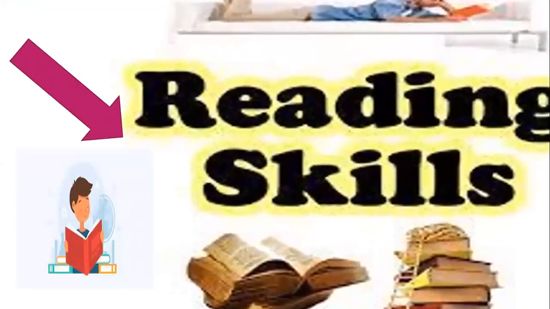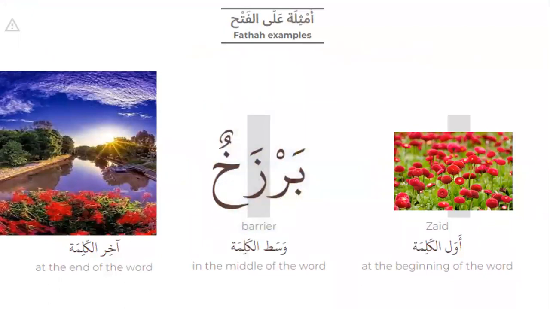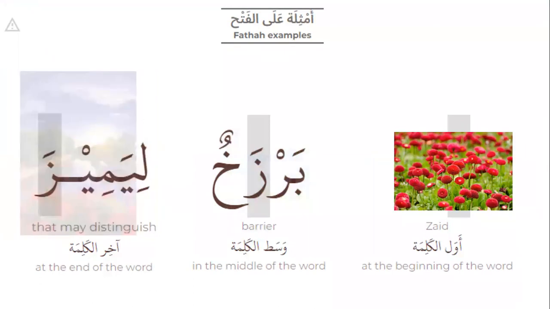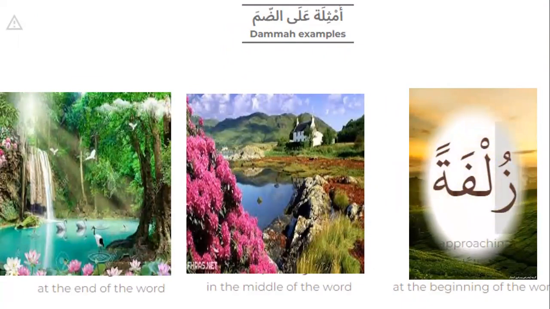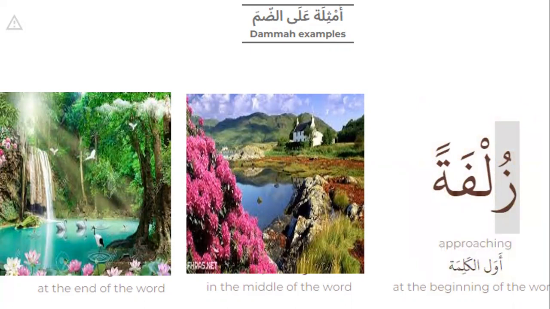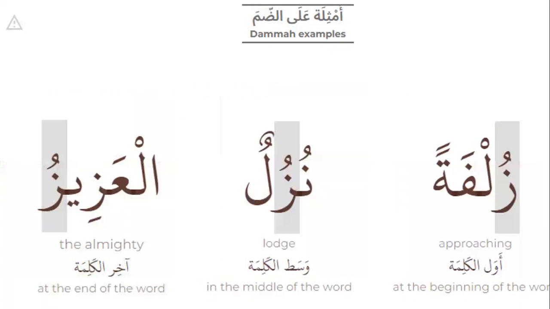Reading skills. Now we will practice reading words with letter Zai in different places. The beginning, okay. In the middle, barzakhon. Try to read. Can you read? Yes, barzakhon. Liyamiza. Zai with dhamma. Can you read? Zulfatan. Please repeat. Zulfatan. Can you read? Yes, nuzulun. Al-azizu.